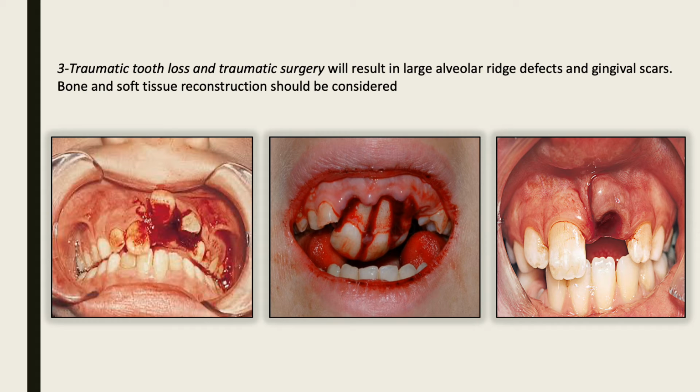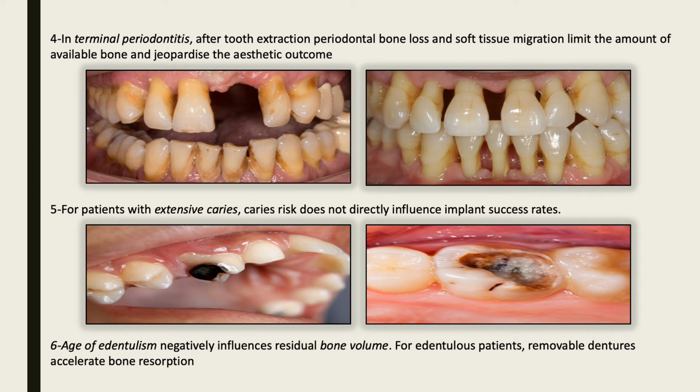The traumatic bone loss and traumatic surgery will result in large alveolar ridge defect and gingival scars. Bone graft and soft tissue reconstruction should be considered. In terminal periodontitis, after tooth extraction, periodontal bone loss and soft tissue migration limit the amount of the available bone and damage aesthetic outcome. For patients with extensive caries, the caries is تعتبر في direct influence على implant success rate.